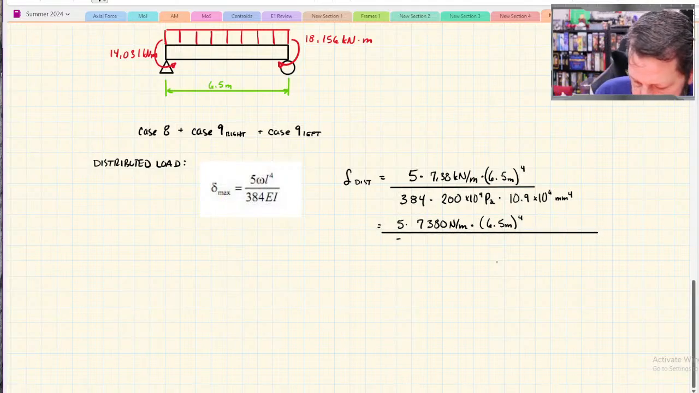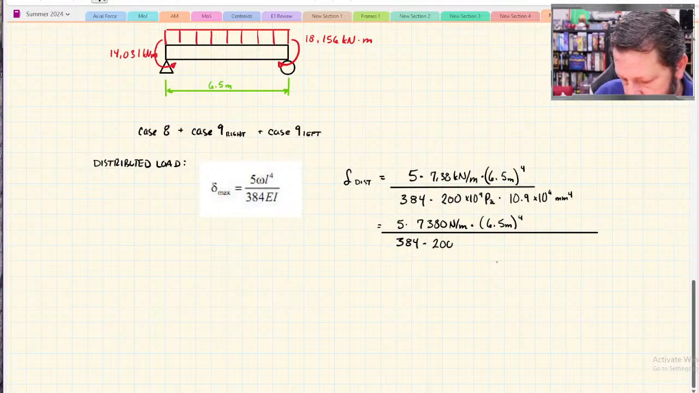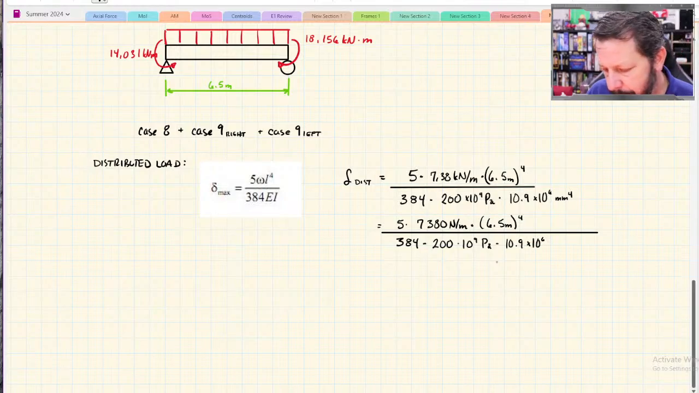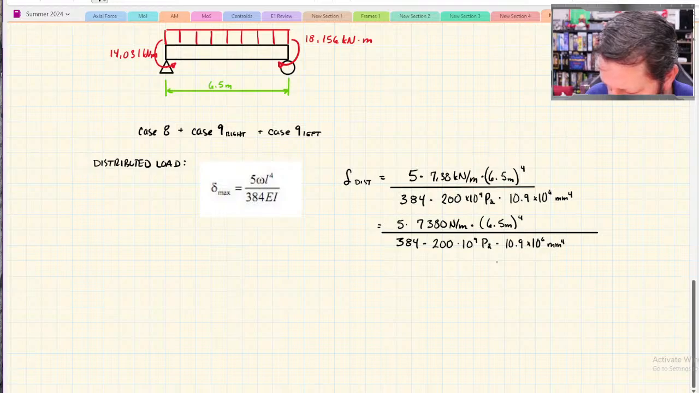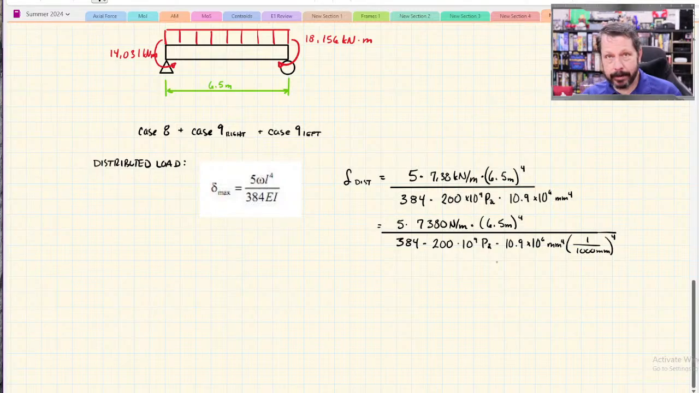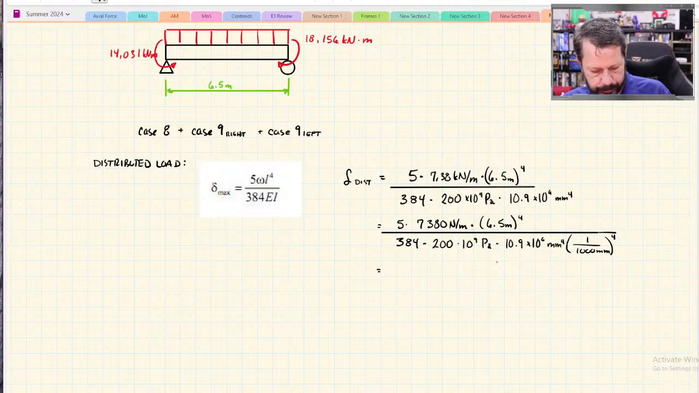384 is just a constant in the equation. 200 pascals is already newtons per meter squared, so we don't have to do anything with that. And then 10.9 times 10 to the 6, but that's millimeters to the fourth, so I'm going to convert that over to meters to the fourth. All right. Now, the tricky part: can we get all of this in our calculator without errors? We will try.